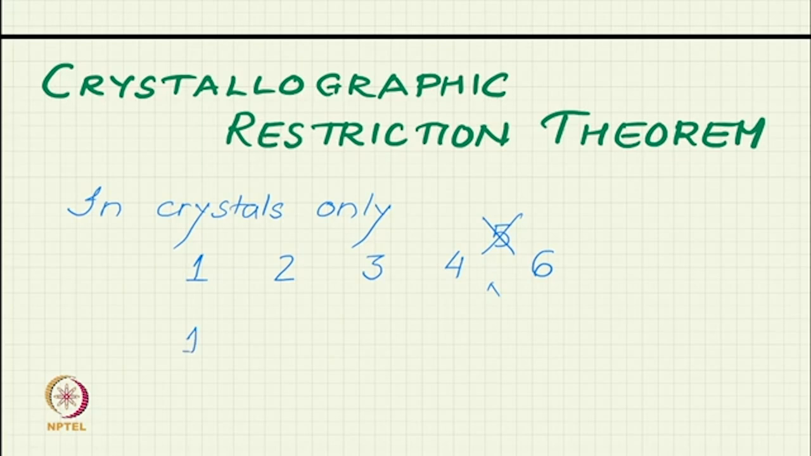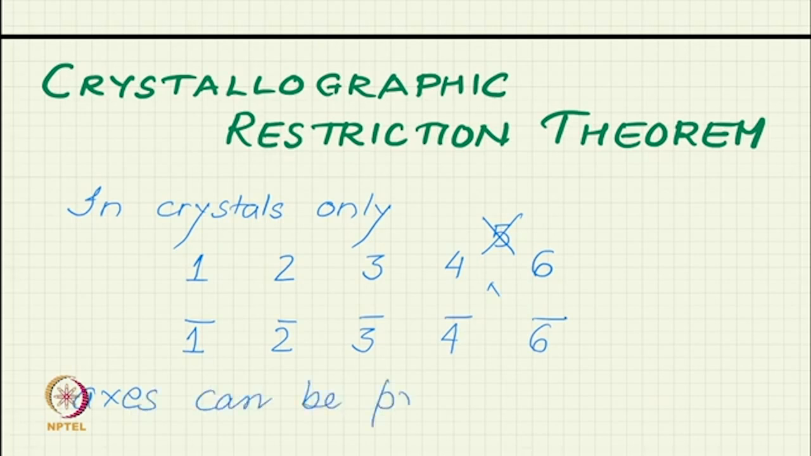And 1 bar, 2 bar, 3 bar, 4 bar, and 6 bar axes can be present. Simplifies our life dramatically. Otherwise, there is no limit on n.